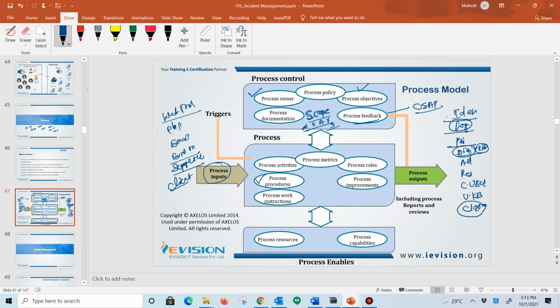You have process roles. Each process will have a RACI defined. So RACI is responsible, accountable, consulted, informed. So you will define the process activities and the roles in the process, such as service desk analyst, service desk manager, or an incident manager.